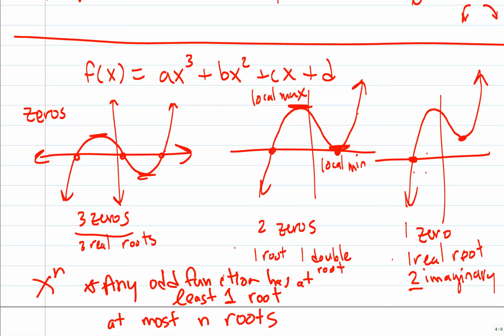Are they the actual max? No, they might be, but not with an odd root. An odd root will always go from negative infinity to infinity. But we end up with local high points and local low points. We call those local max, local min, or local extrema. So local extreme points, okay?